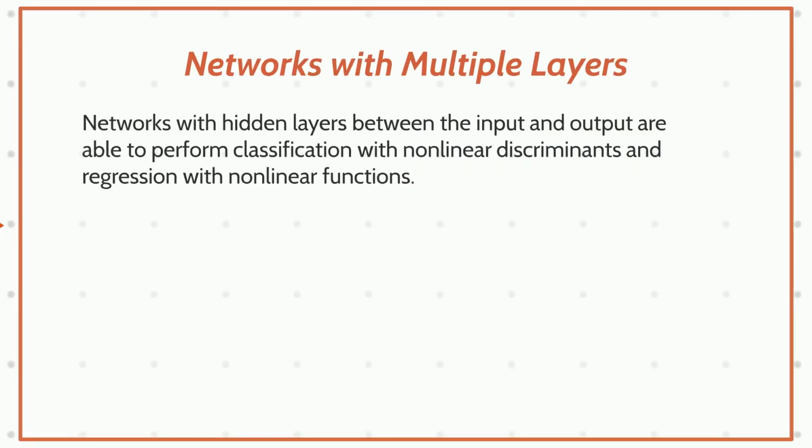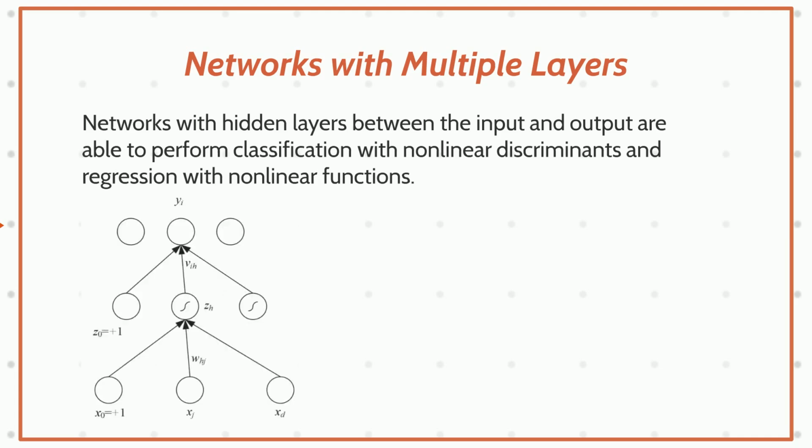When we have multiple layers, this gets a lot more complicated. Networks with hidden layers between the input and output are able to form classification with nonlinear discriminants and regression with nonlinear functions. How is that if we're simply doing linear updates to our parameters? Well, hidden layers apply a nonlinear activation function.